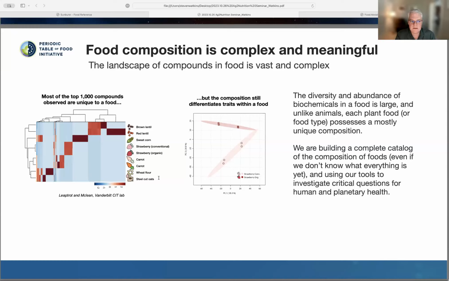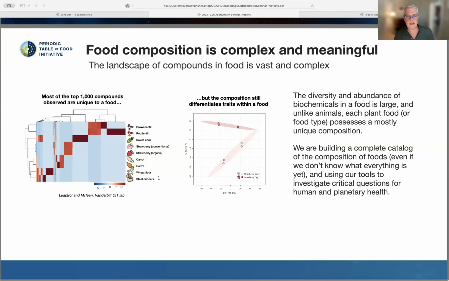And I think the thing that jumped out at me and is both exciting and daunting is that the diversity and abundance of these biochemicals in foods is huge. In plants especially, most plants have a mostly unique composition to them. So the vast majority of compounds in a plant are unique to that plant or food type or plant type. And we have a lot of work to do to be able to name all these compounds. However, that's what we're doing. And we're building this complete catalog.